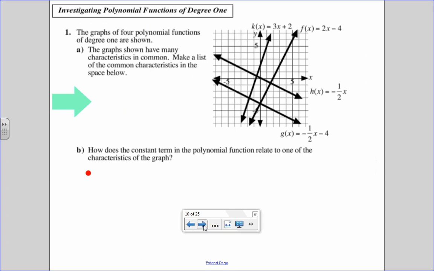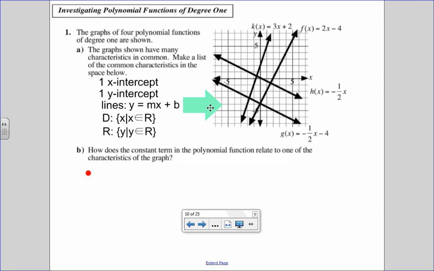Okay, let's switch it up to degree 1. So all of these functions here are degree 1, and they have lots of things in common. Let's look at some of the things that I came up with. If you look at these graphs, they all have one x-intercept. They all have one y-intercept. They're all lines, and those lines are of the form mx plus b.